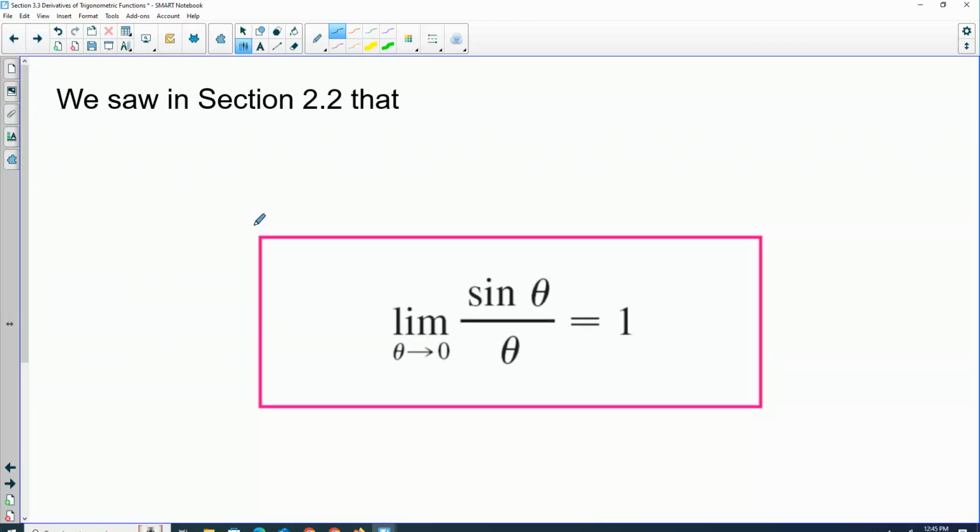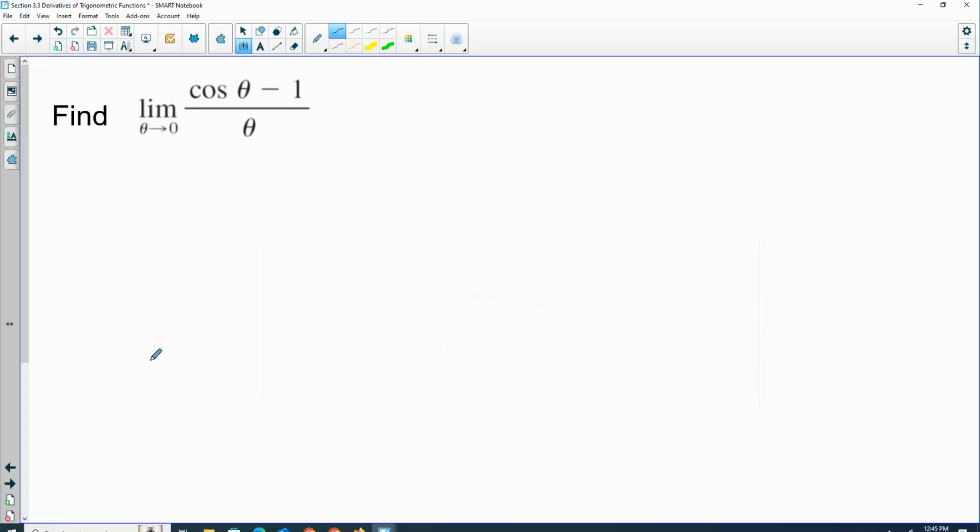Another thing that we're going to use today that we saw back in section 2.2 was the limit as theta approaches 0 of sine theta over theta equals 1. We did learn that. We had that as a theorem back at the time. You can look back at those notes. It's there. All the things we've seen. We're actually going to start out not doing derivatives, but looking at a limit.